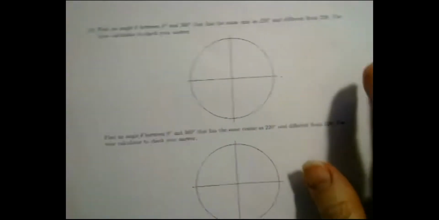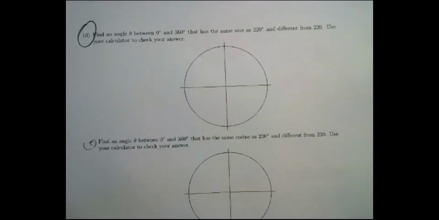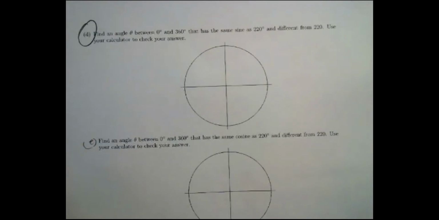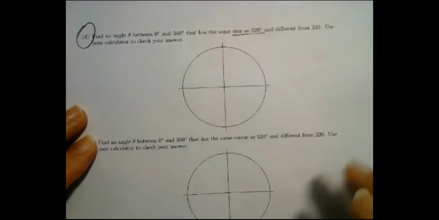Okay, along the same lines, always, I'm not changing the picture. I will do D, and then I will leave it as homework. D. Okay, please read D very carefully. Now I need the same sine as 220.